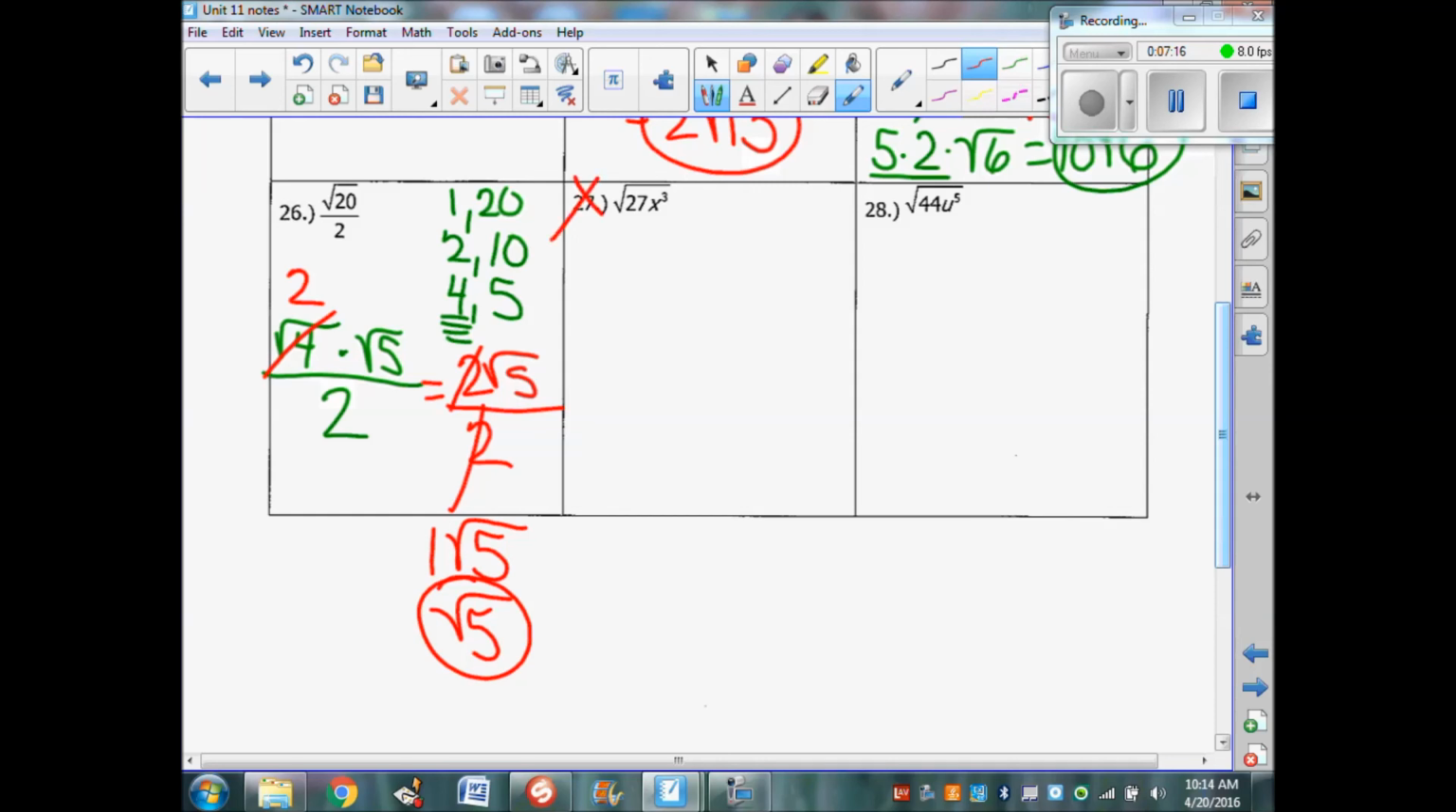We're not going to do 27 and 28. Keep practicing your factors, and I would keep practicing your perfect squares.